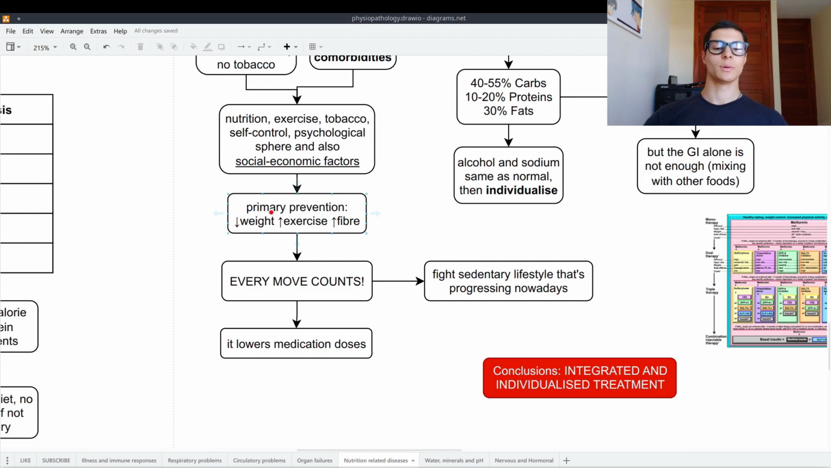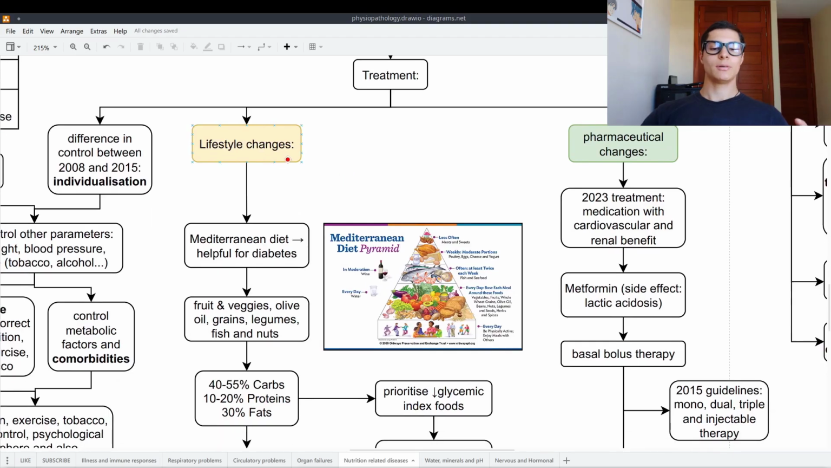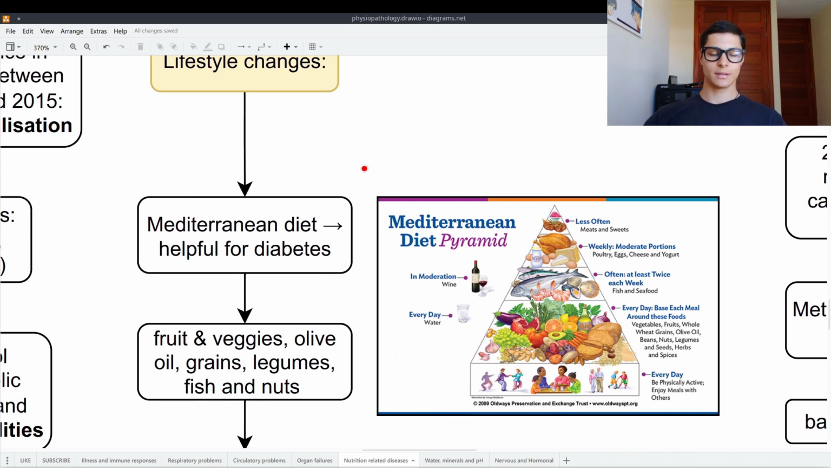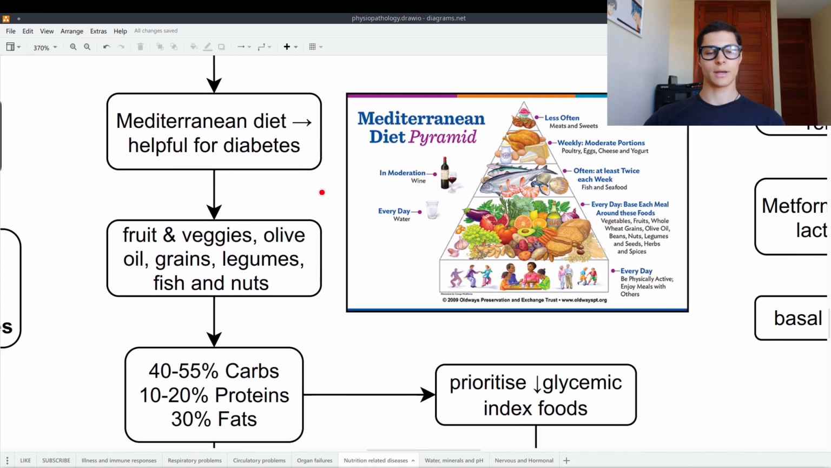Primary prevention: lower the weight, increase the exercise and the fiber. But also, every move counts. So do physical exercise. Physical activity is very important. We have to fight the sedentary lifestyle that's progressing nowadays. And it also lowers the medication doses. So a win-win for everyone. Well, not for the pharmaceutical industry though. So now let's take a look in much more detail at lifestyle changes. The recommended diet is the Mediterranean diet because it can be very helpful for diabetes.